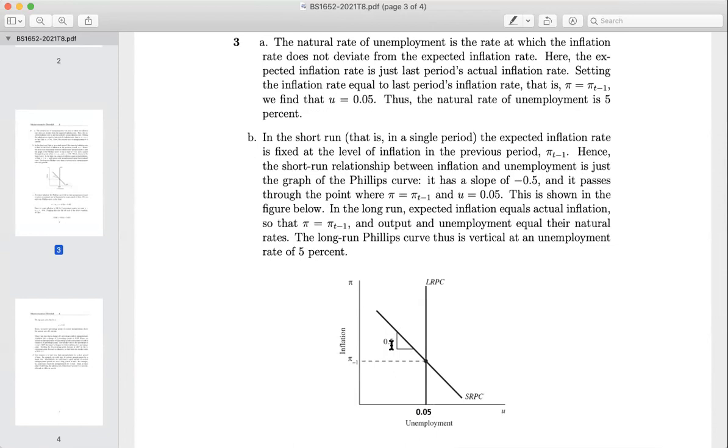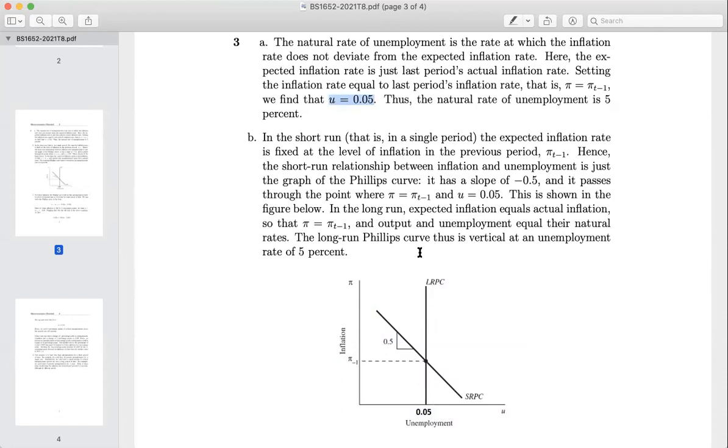And also we said that when inflation, or when pi equals pi t minus 1, or when actual inflation equals the expected level of inflation, that's basically our natural rate of unemployment, which we already know how much that is. It's 0.05. We already solved that when we found it in point A. Okay, so at that point, we know that the long run Phillips curve will be a vertical line.